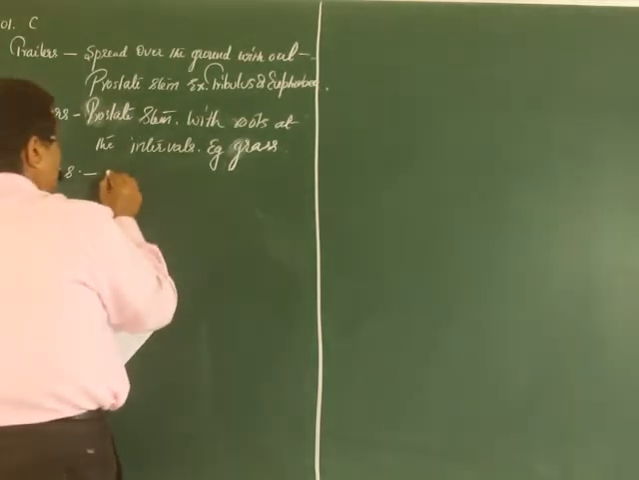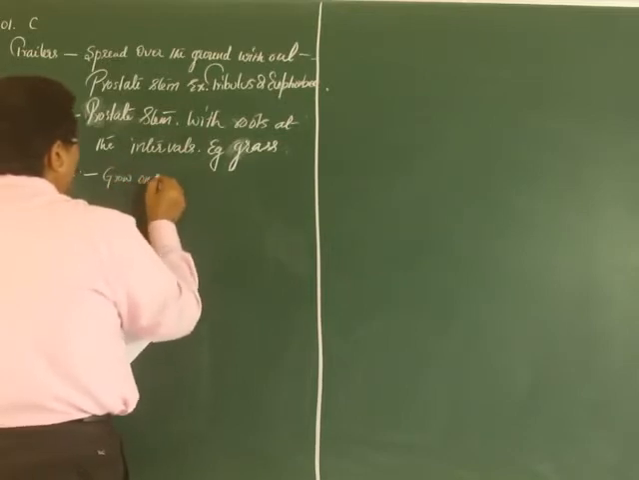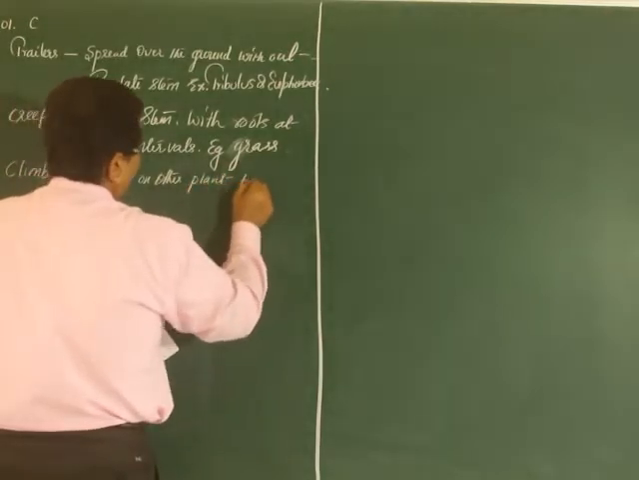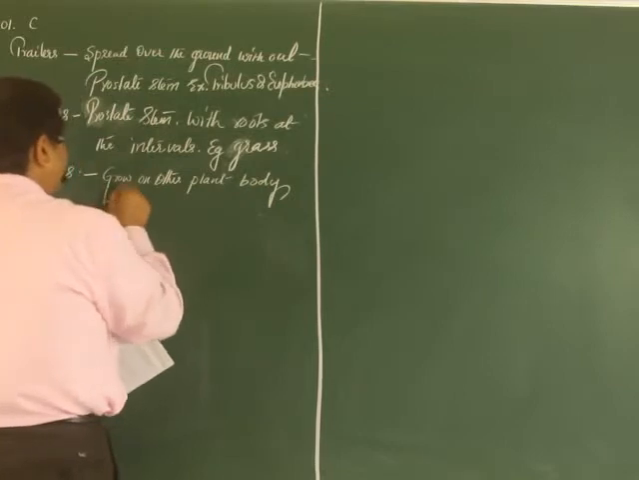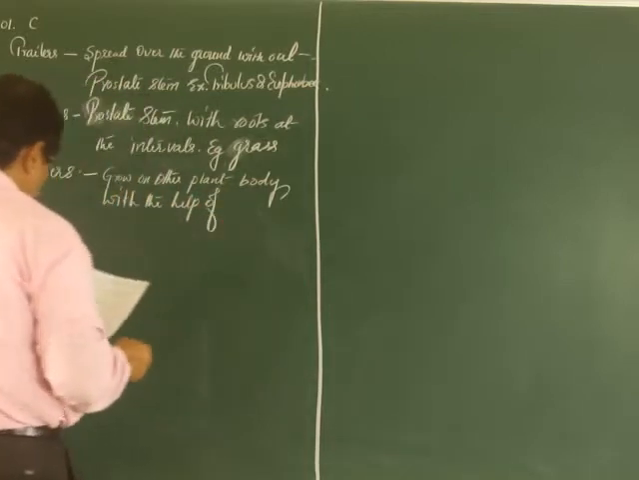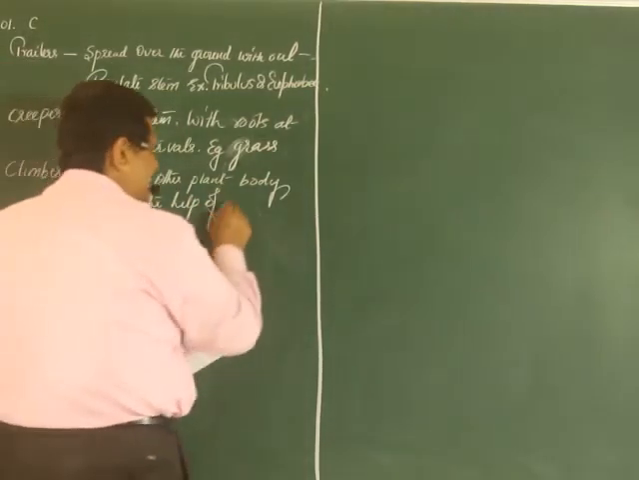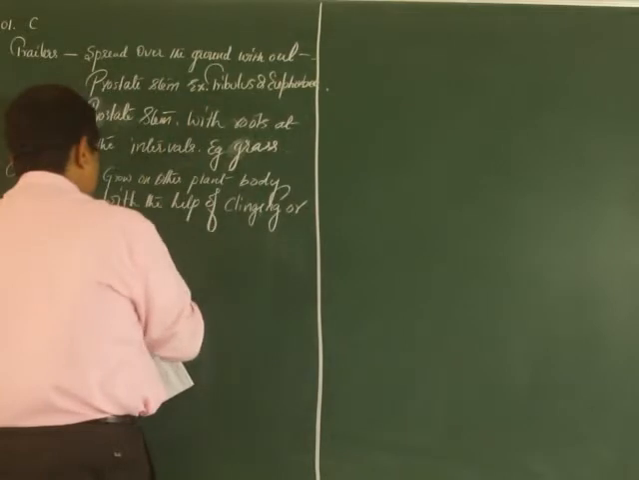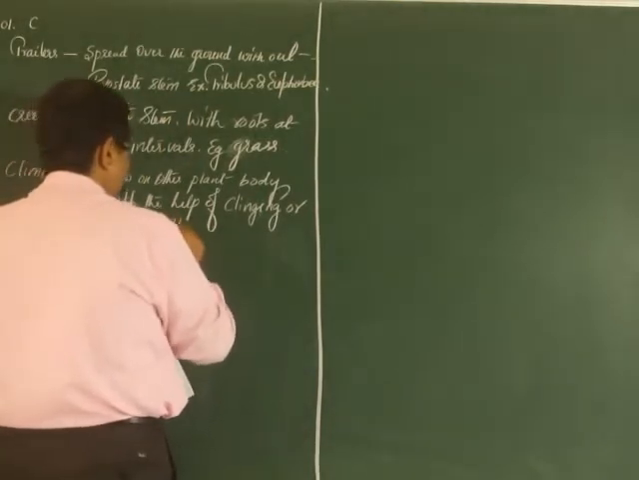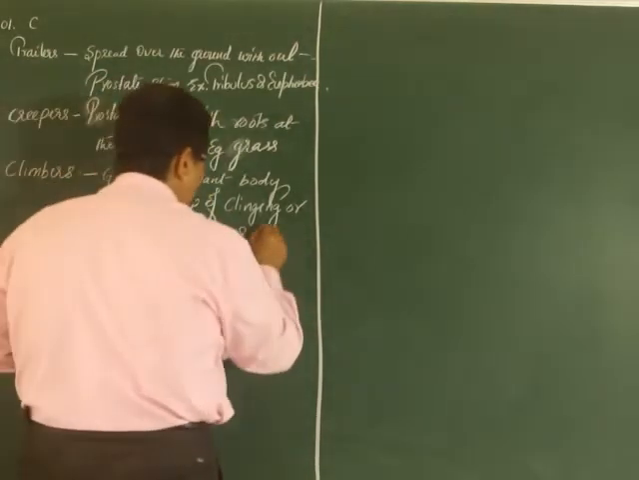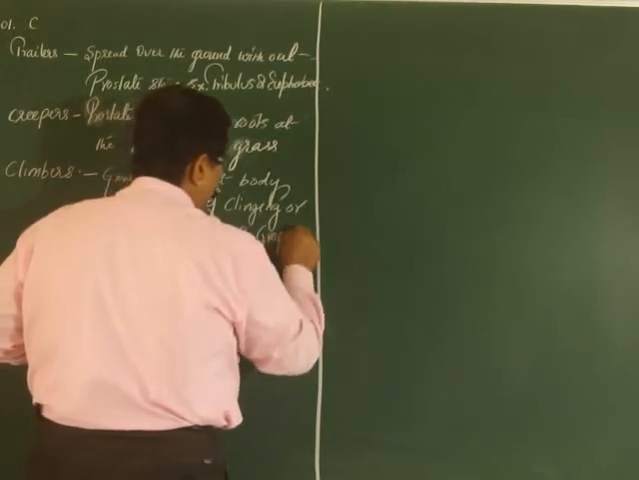Climbers. They grow on other plant body with the help of clinging or coiling structures. Example, grape vine.